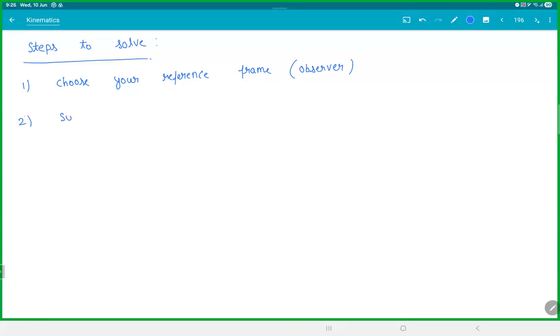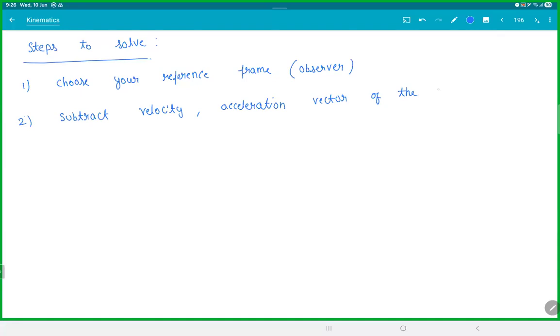Step two, subtract velocity and acceleration of the observer from everyone. Same thing, whatever I told you, I'm putting it in detailed steps. And this is what I keep telling you. Don't buy hard the problems, buy hard the process. When you know the process, you will be able to understand when to adjust.